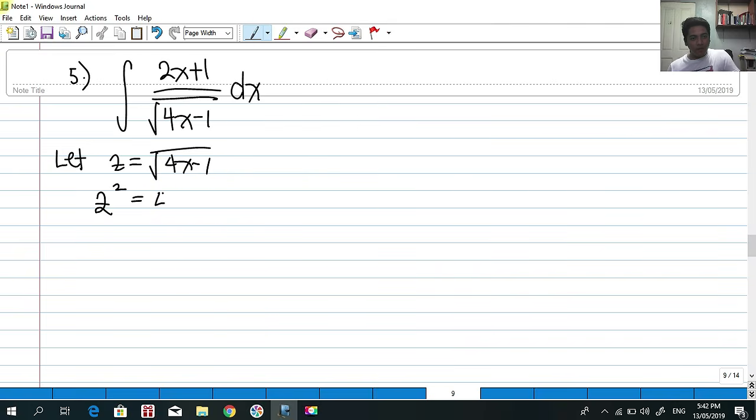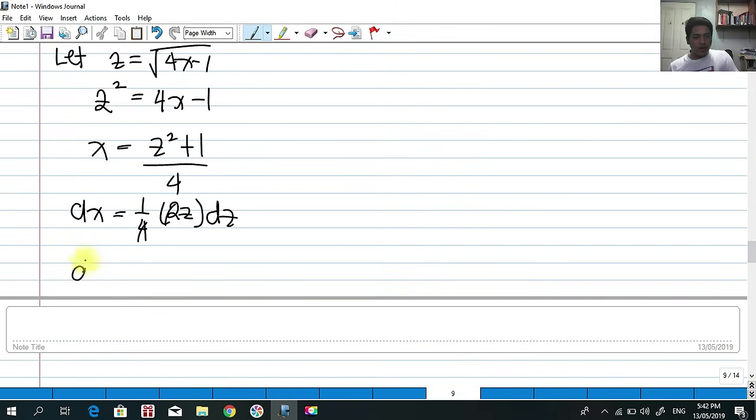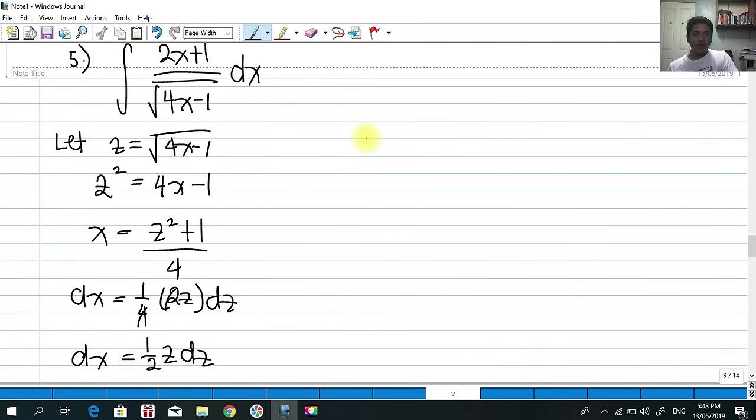So we have 4x minus 1. Getting that in terms of x, we now have x is equal to (z squared plus 1) over 4. And differentiating both sides with respect to x to the left, with respect to z to the right, that is dx is equal to 1/4 times the derivative of z squared plus 1, which is 2z dz. So 2 over 4 will become simply 1/2. So we have 1/2 z dz here. Okay, and yes, we can now substitute.